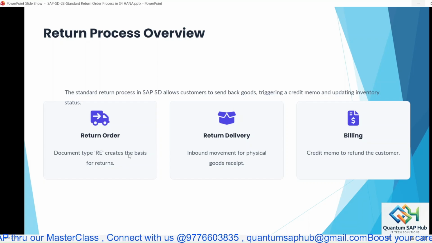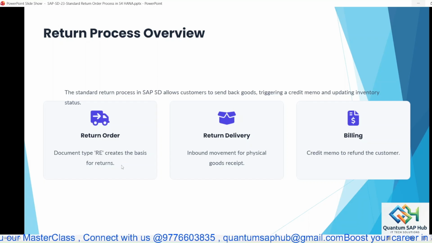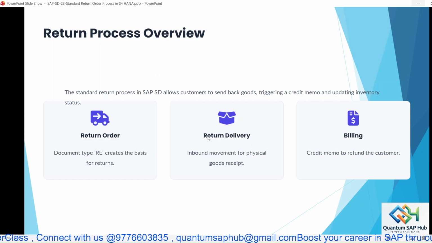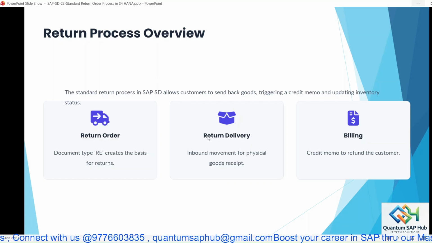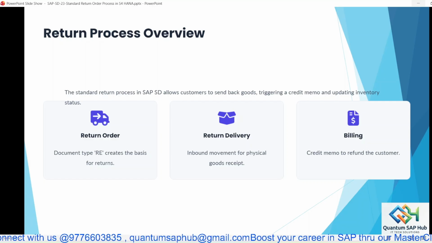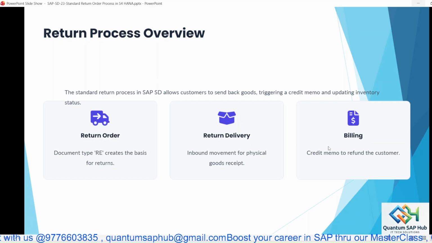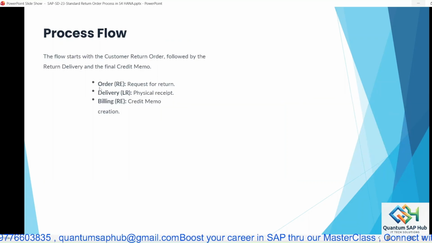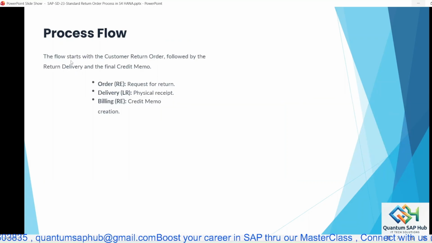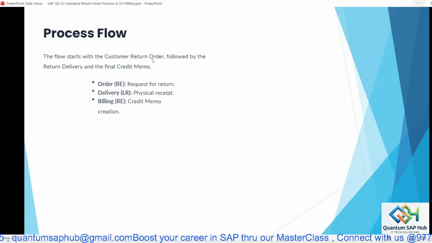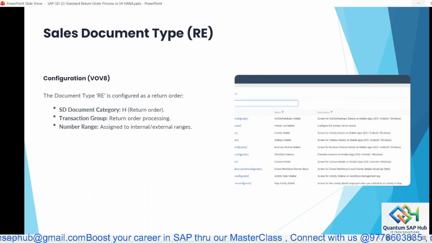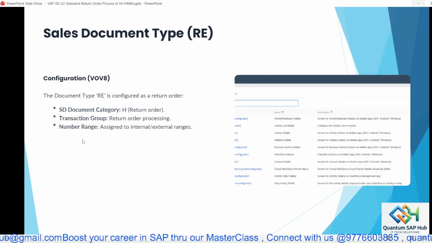So the sales return order is the creation of a type of sales order and a return delivery, where the inbound movement will happen for the physical goods received, and the credit memo will happen to refund the customer. The flow starts with the customer return order, as I said, and ends with the final credit memo. The configuration is done in VOV8.